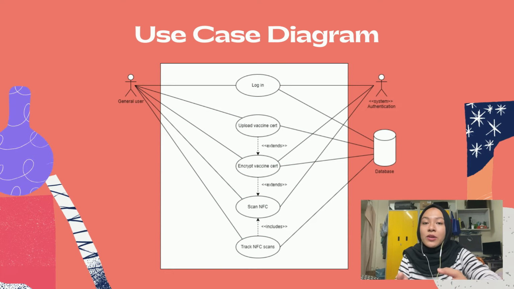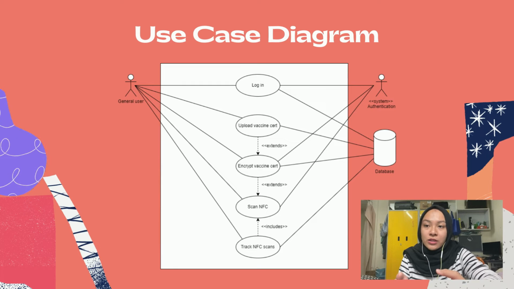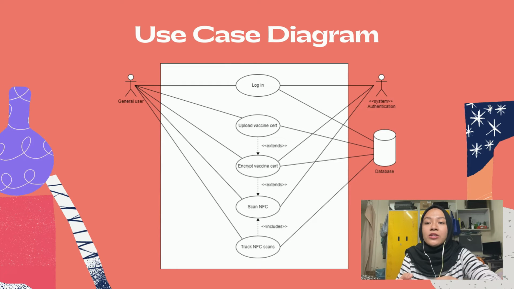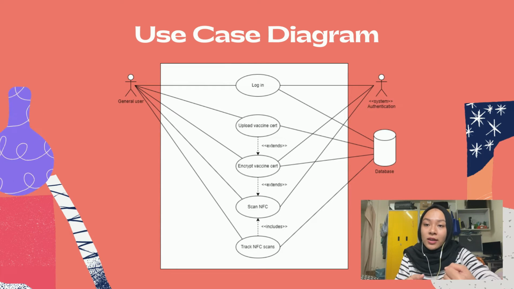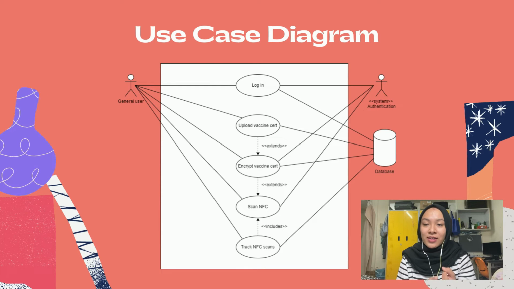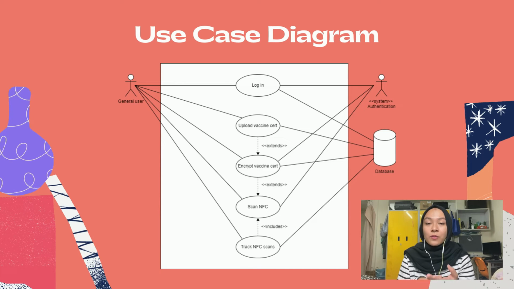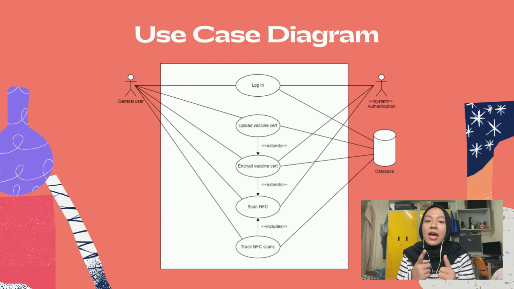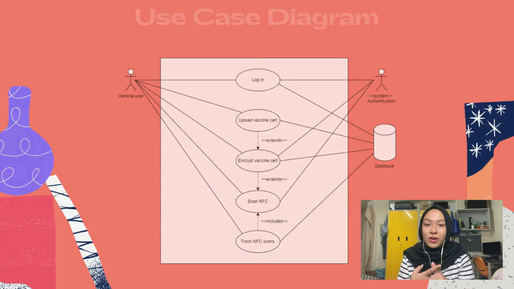As you can see, there is only one main actor in the use case diagram, which is the general user of the application. The users will be able to log in, upload their vaccine certificate, encrypt their vaccine certificate, scan their vaccine certificates using NFC scanners, and as well as record the places that they have visited. And lastly, they can also track their NFC scan.